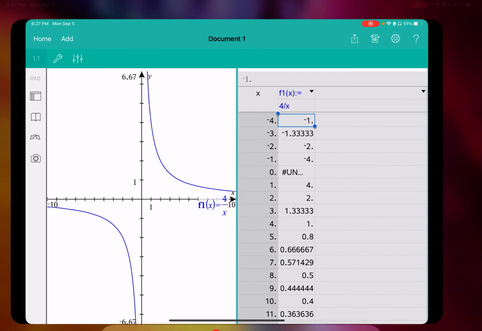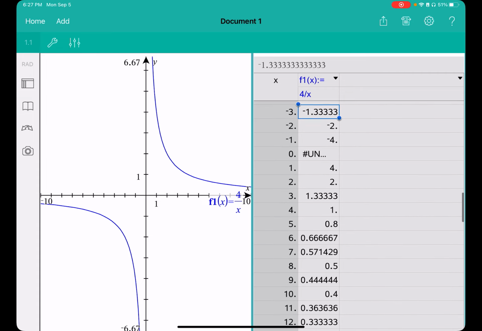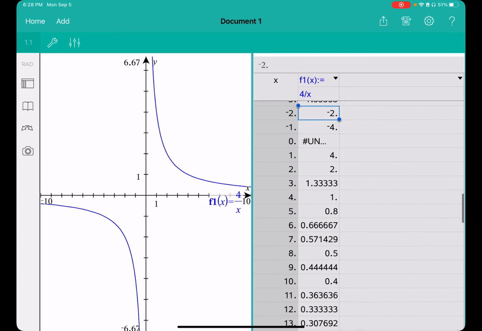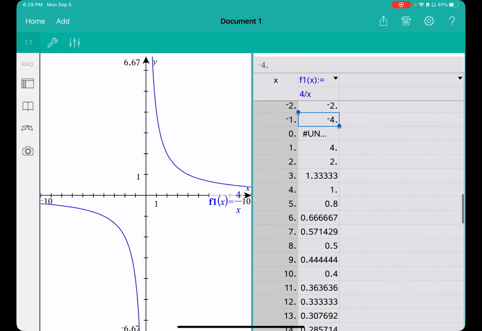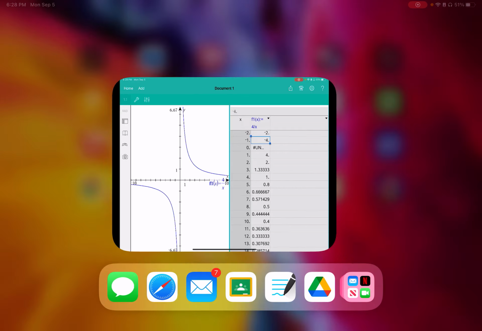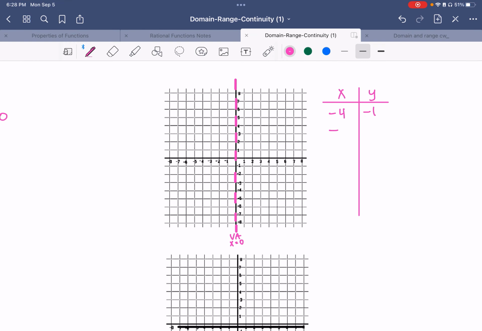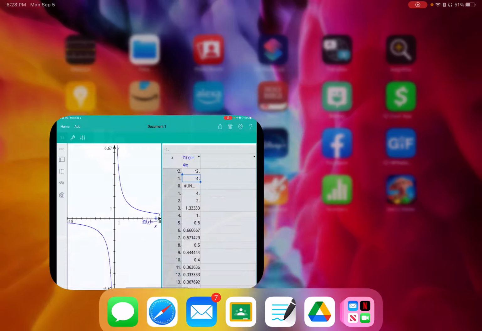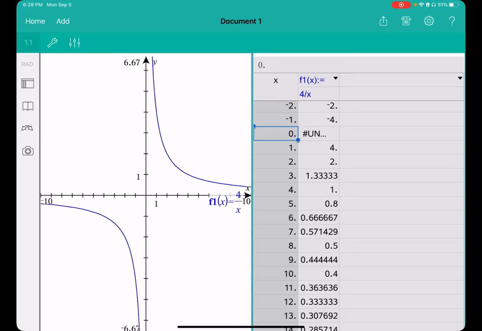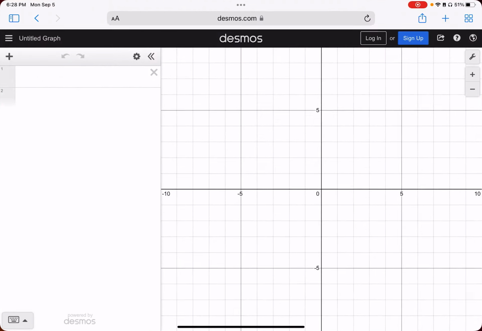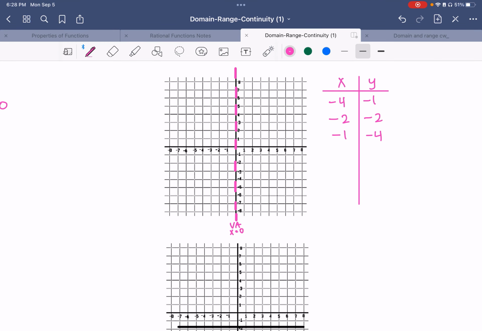Okay. At negative 3, I'm going to skip that one because it's a decimal and it's kind of hard to graph. So I'll just jump down to negative 2, negative 2. And then it was negative 1, negative 4. Okay, let's see what else. At 0, notice that it's undefined at 0. That's because that's where we said the vertical asymptote was. So at 0, it is undefined.